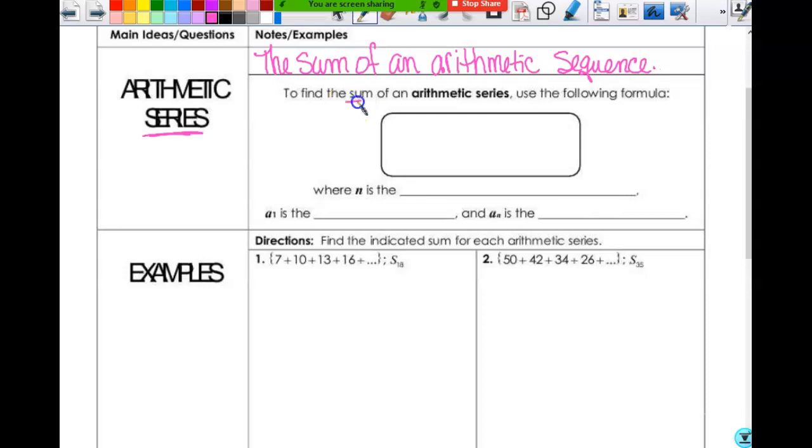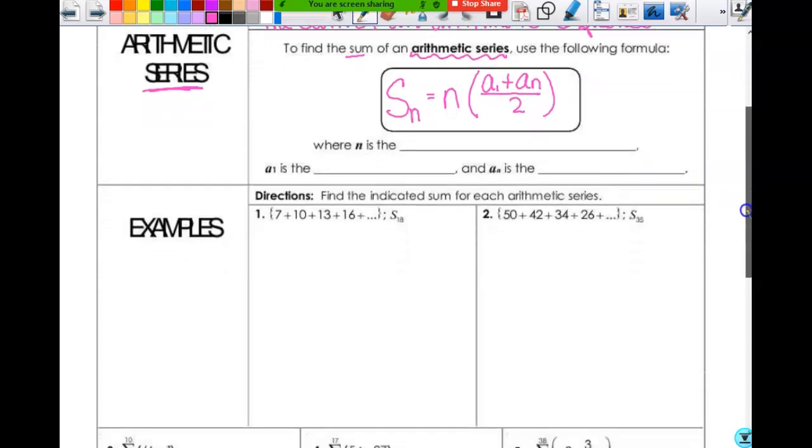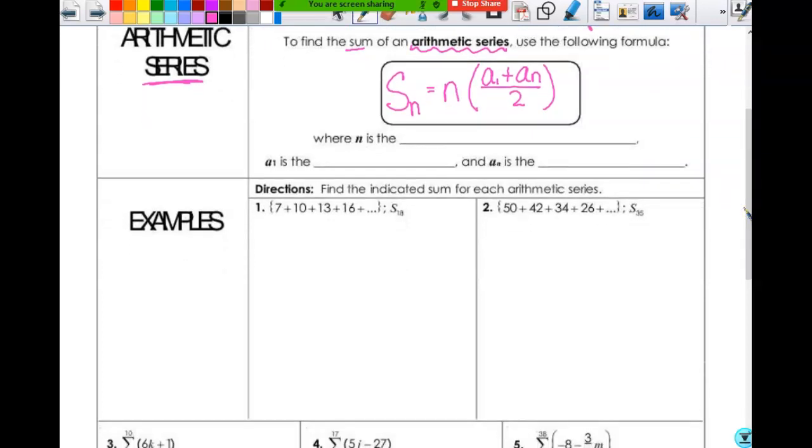So the sum of an arithmetic series, so not any, but an arithmetic series, looks like this. The sum of however many terms you're looking for is equal to n times the first term plus the last term over 2. So a sub 1 plus a sub n over 2. N is the number of terms.